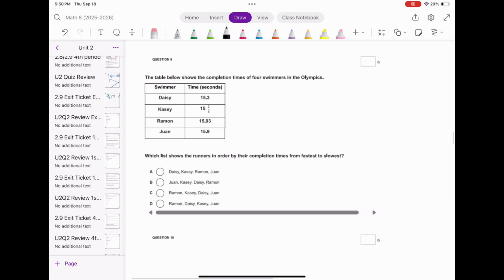So in number 9, what I really want to go over is that this question is saying which list shows the runners in order by their completion times from fastest to slowest. So they're in a race, right? This is a swimming race.